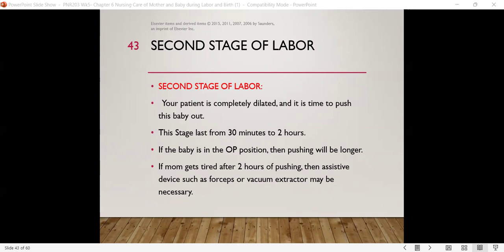Now, if mom gets tired after 2 hours of pushing, then she may have to have an assisted device such as forceps or a vacuum extractor.